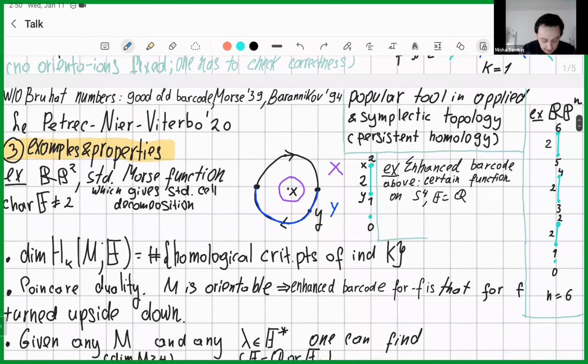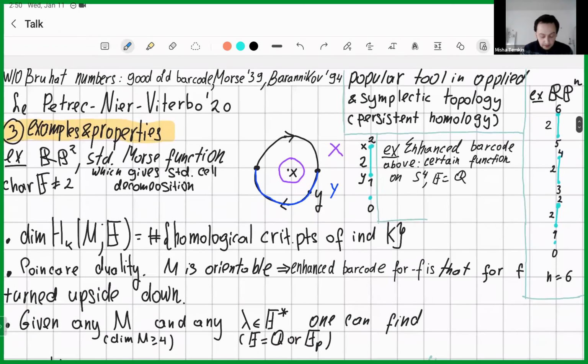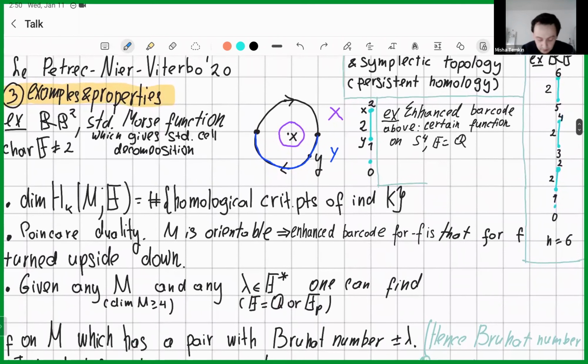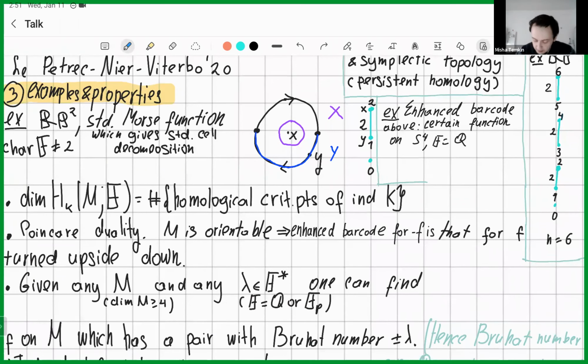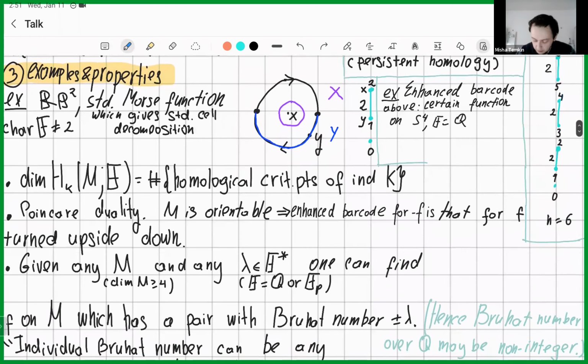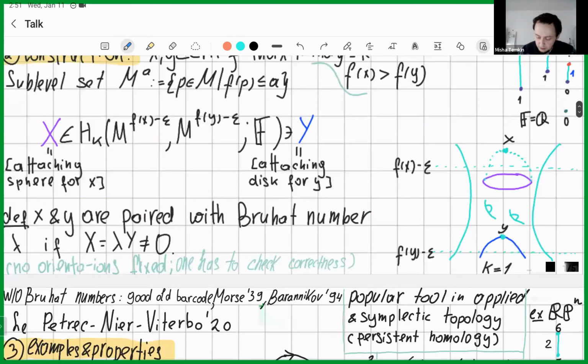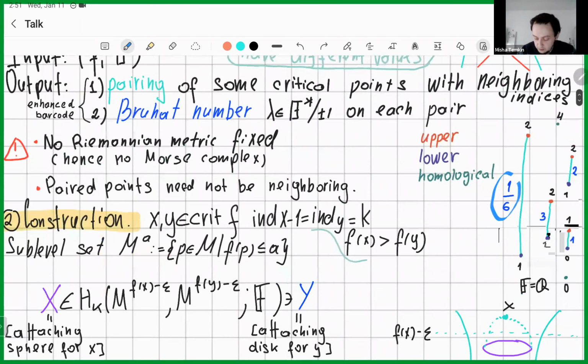Okay. And then the next statement is that given any manifold M of dimension big enough, at least 4, and any lambda in any field which is either Q or FP, one can find a function on the manifold which has a pair with Brown number plus minus lambda. So as a trivial consequence, Brown number over Q may be non-integral, right? So for example, here this Brown number over Q is 1/6, which is non-integral, which is maybe a bit counterintuitive.